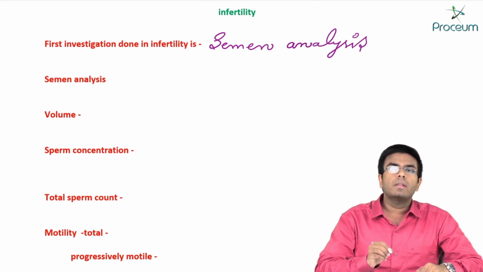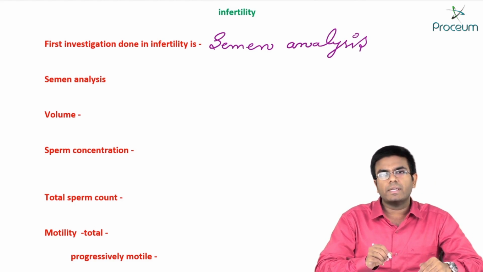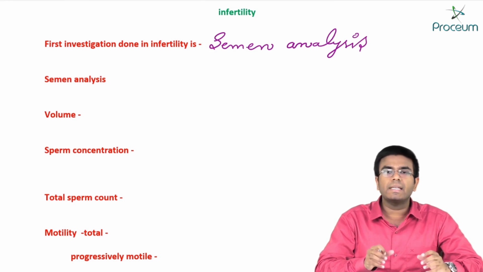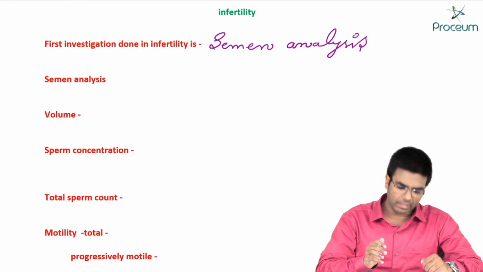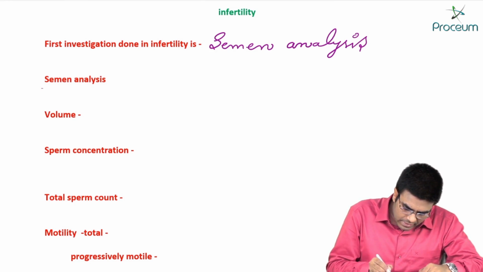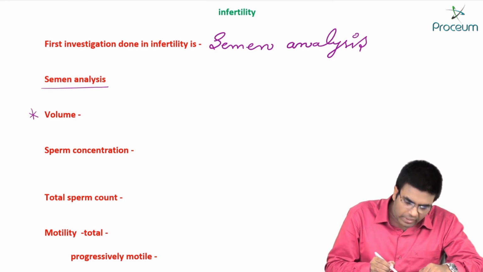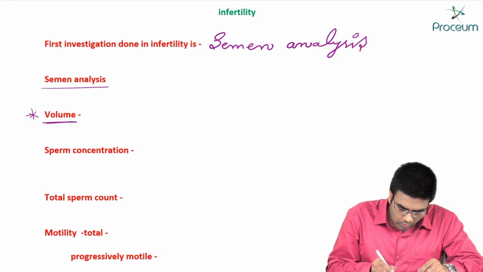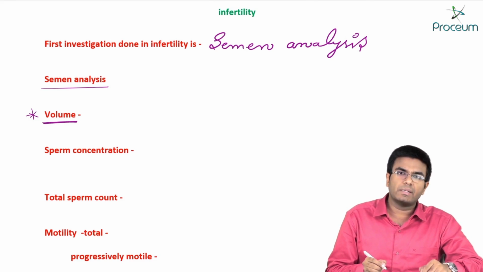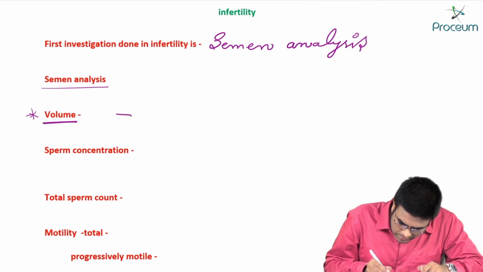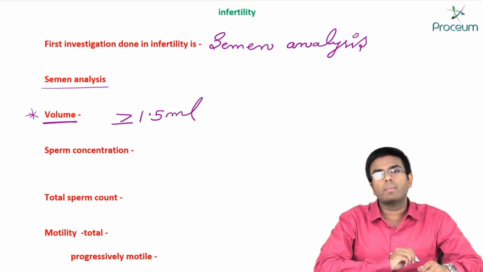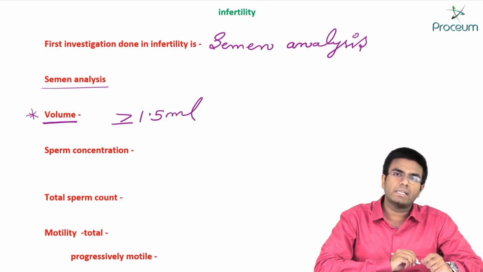Now, according to WHO criteria, there are certain important criteria for a normal semen. So what are they? So semen analysis, first important MCQ and repeated MCQ in our FMGE exams is volume. So what should be the volume of semen? It is at least more than or equal to 1.5 ml. Okay, so 1.5 ml of semen should be ejaculated.